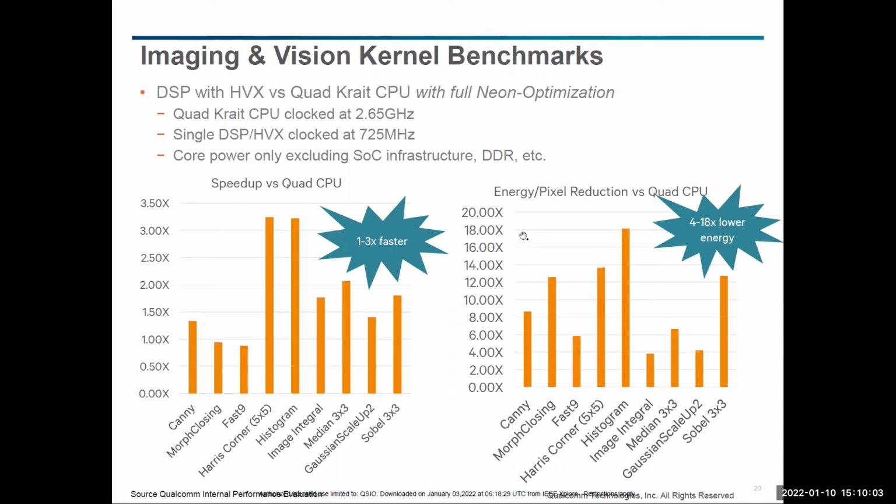But when we come to power, the results are even more amazing. The energy per pixel reduction of DSP versus quad-core CPU, if you see here for the same set of kernels that we are executing on the left side, on the right side you can see that we are getting 4 to 18 times lesser energy requirement, or the energy taken up is much lesser when we compare the respective architectures.